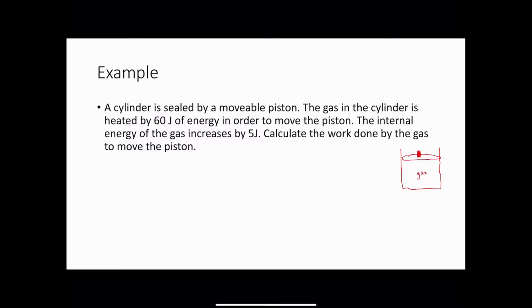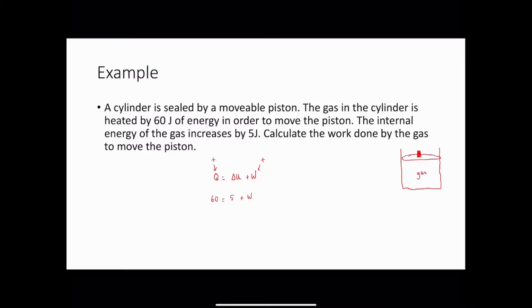So if we have a look at our equation, Q equals delta U plus W, we know that Q and W will both be positive numbers. And we substitute in the numbers that we already know. So we've been told that the gas in the cylinder is heated by 60 joules. So that's the energy transferred. And the internal energy of the gas increases by 5 joules.